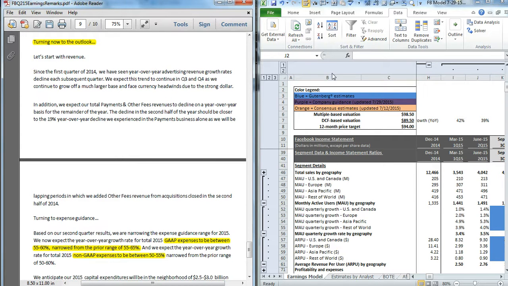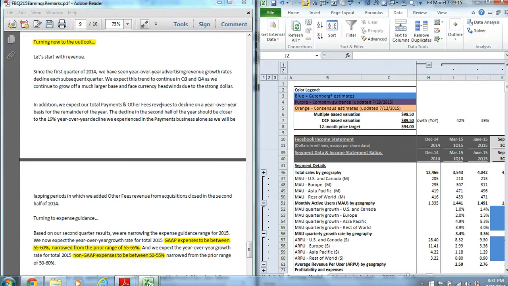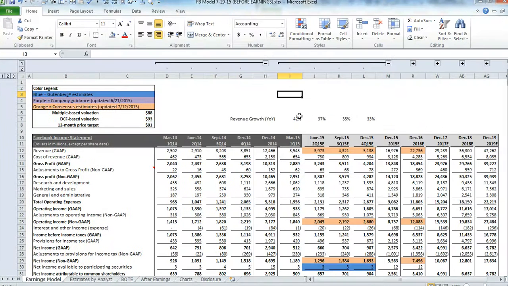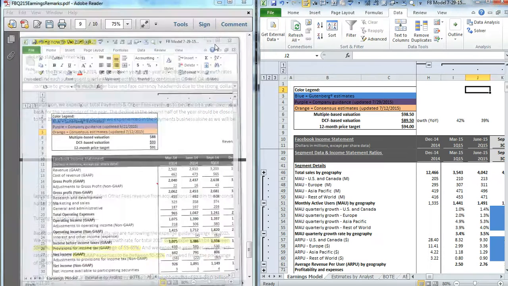So obviously not a favorable comment that you want to see when you start talking about the outlook. But if you take a look at what the revenue growth expectations were prior to the release, so again, this is the model prior to this quarter's earnings, you can see that the consensus estimates for revenue growth was already showing a declining rate. So that really shouldn't have been much of a surprise.